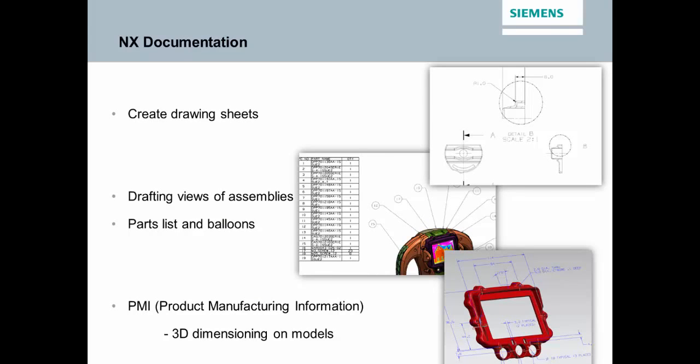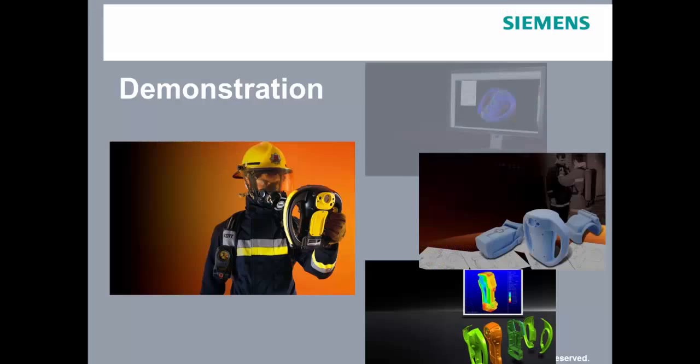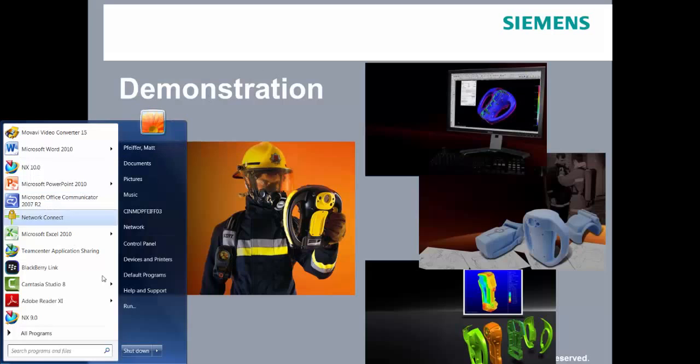So the next area we'll talk about is NX documentation. I'll be showing how we create a quick drawing sheet, maybe of that plastic part we just created, as well as drafting views of assemblies with parts list and balloons, because assemblies require something a little bit different. And PMI, product manufacturing information, for 3D dimensioning on models, as you can see there in the bottom right corner image. So let's go out and take a look at that.